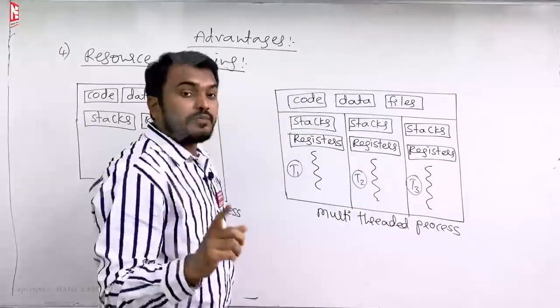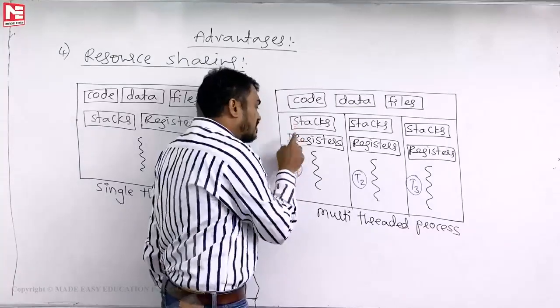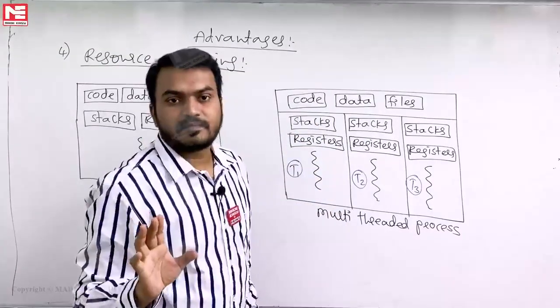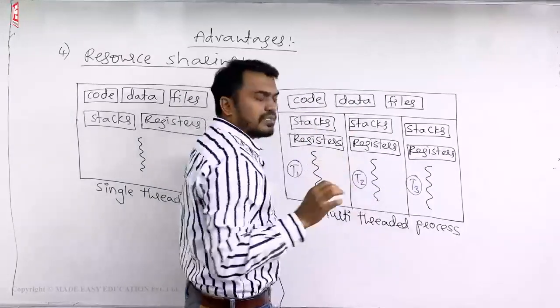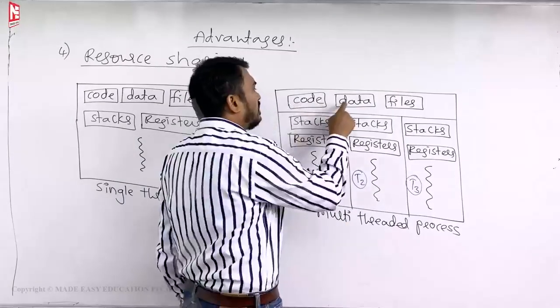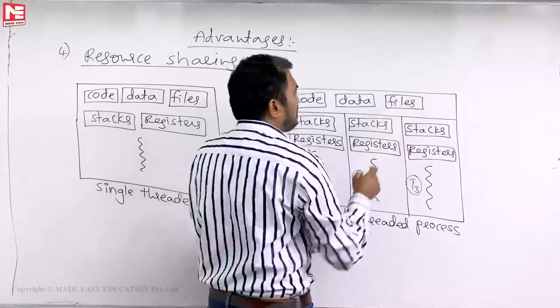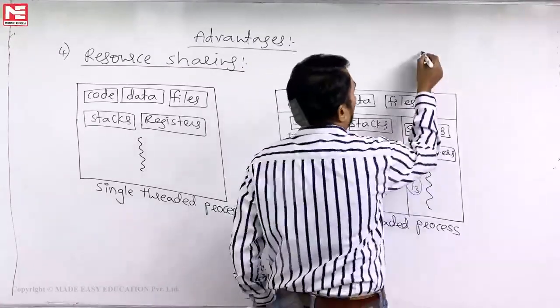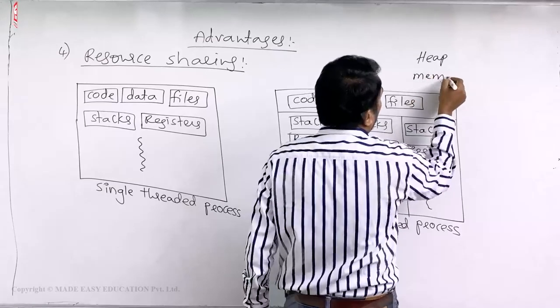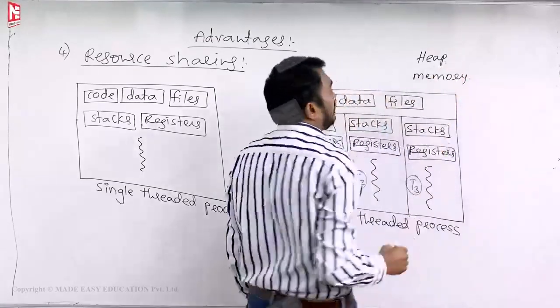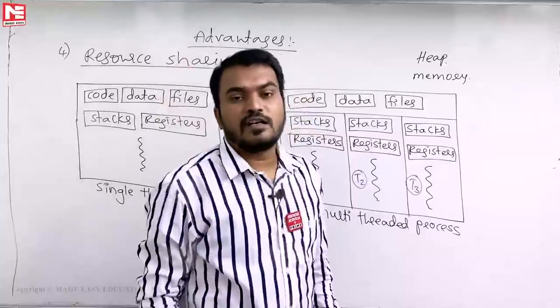But remember the stacks and registers cannot be shared. Is that clear? I am repeating. Look at here. Whatever the resources the process is having, like code, data in the sense global variables, files, and also heap and also memory. So heap means what? In dynamic memory allocations, you will use the heap segment of the memory.